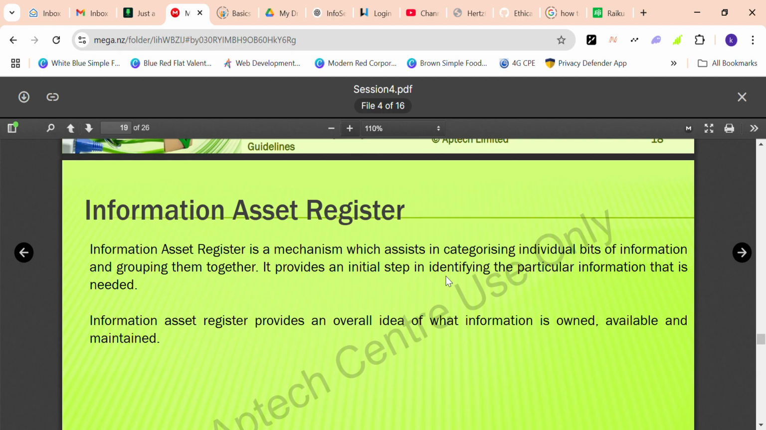Now, the information asset register. An information asset register is a mechanism which assists in categorizing individual bits of information and grouping them together. It provides an initial step in identifying the particular information that is needed. The information assets register provides an overall idea of what information is held, available and maintained.